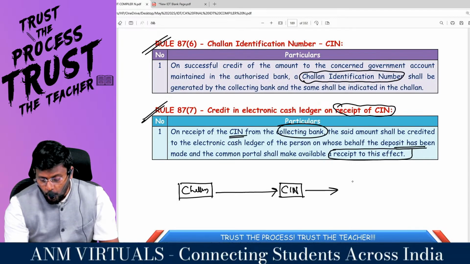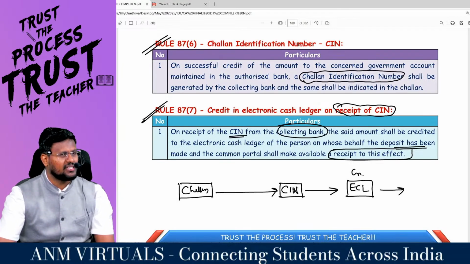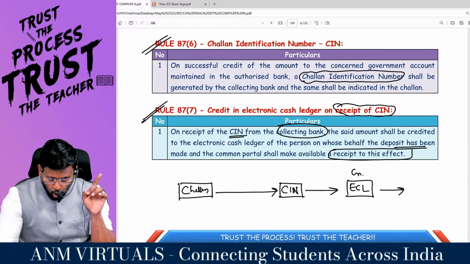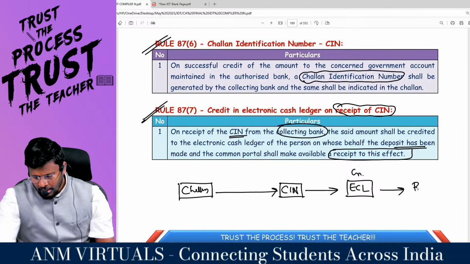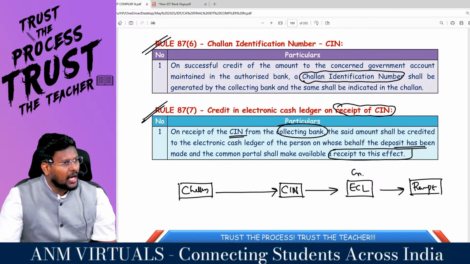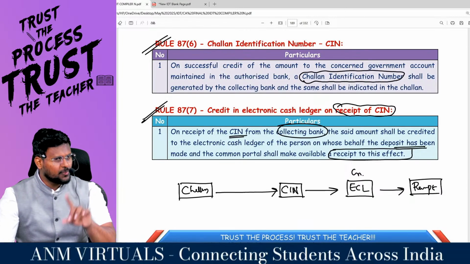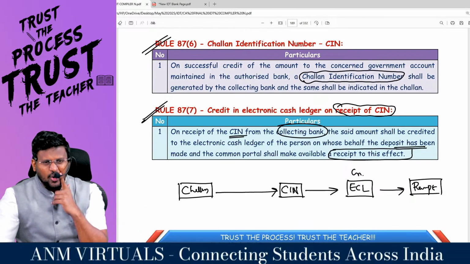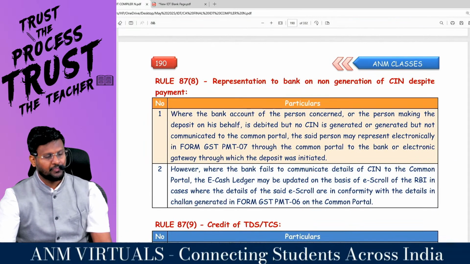Then that amount will go and sit in the electronic cash ledger. Once that amount has been credited in the electronic cash ledger, the common portal will generate a receipt. Receipt saying that, sir, we have received this much amount from your account. Like that, you will get an SMS. You will get a message from the common portal saying that this much amount has been deposited to the electronic cash ledger of your account. This is the process they are following. Are you all really with me?